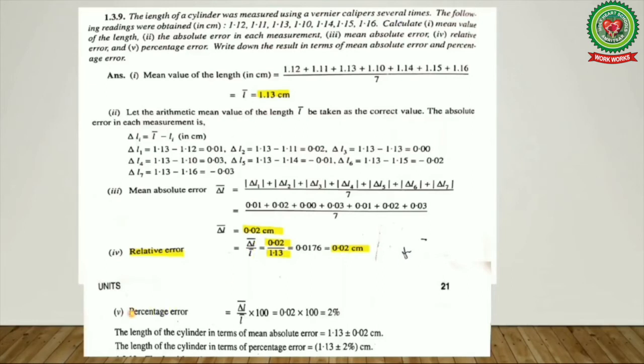Next we have done the percentage error. We have taken the same result as it is, 0.02 relative error, multiplied by 100. It gives us 2%. So this is the percentage error.